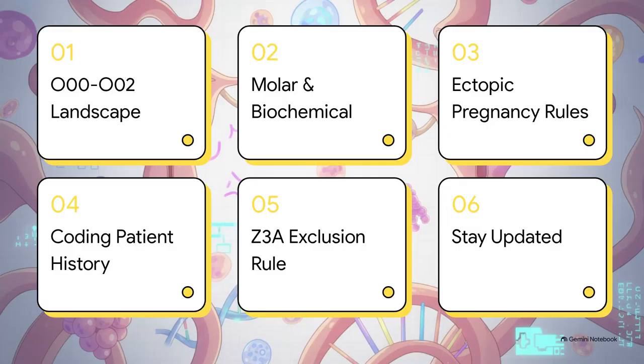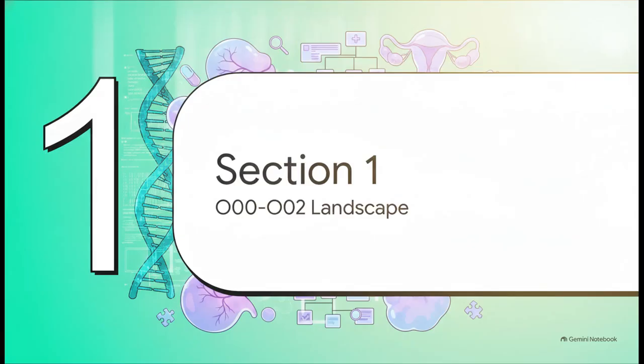We'll start with the O00 to O02 landscape, look at molar and biochemical pregnancies, dive into the specific ectopic pregnancy rules, cover coding patient history, discuss the Z3A exclusion rule, and finally, how to stay updated. Section 1. The O00 to O02 coding landscape.